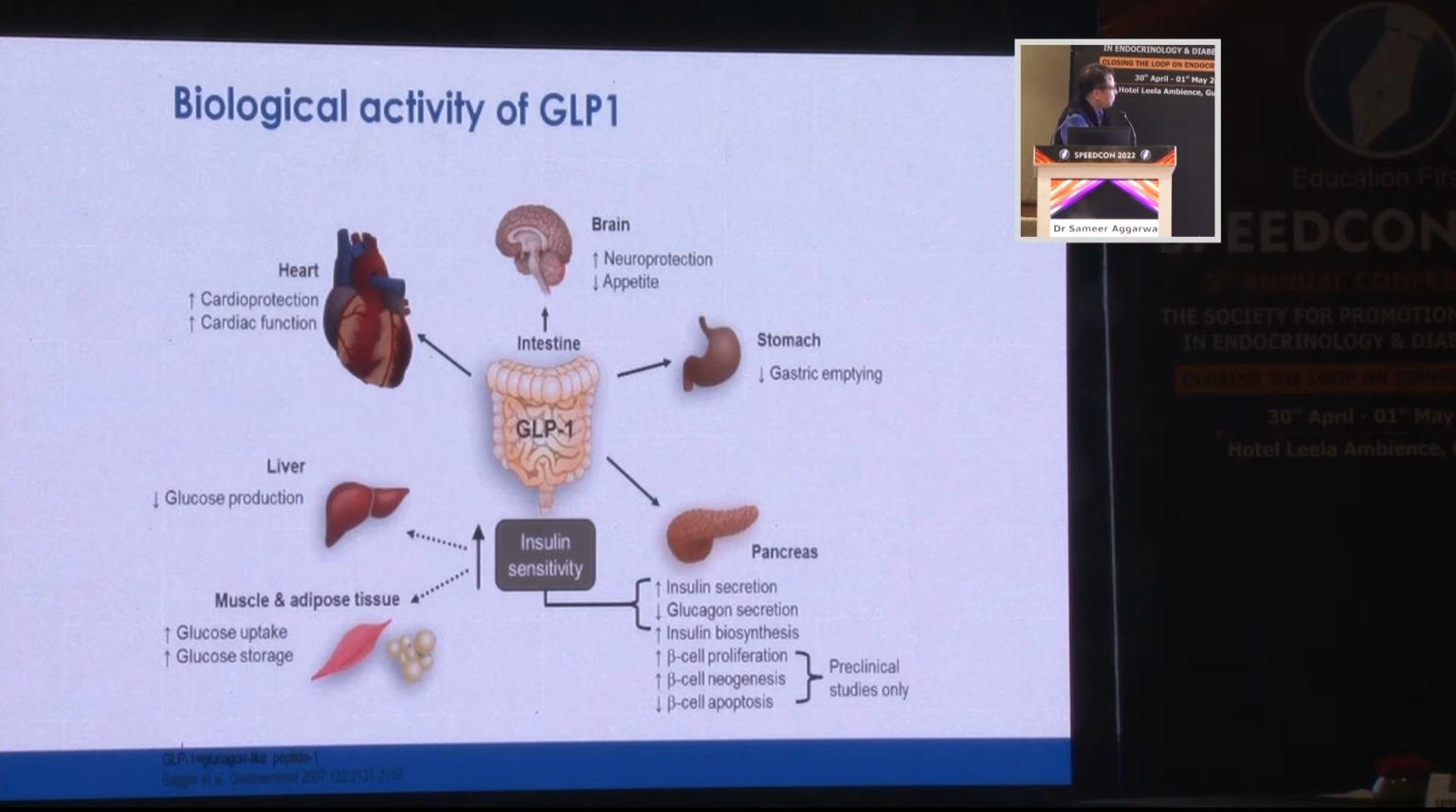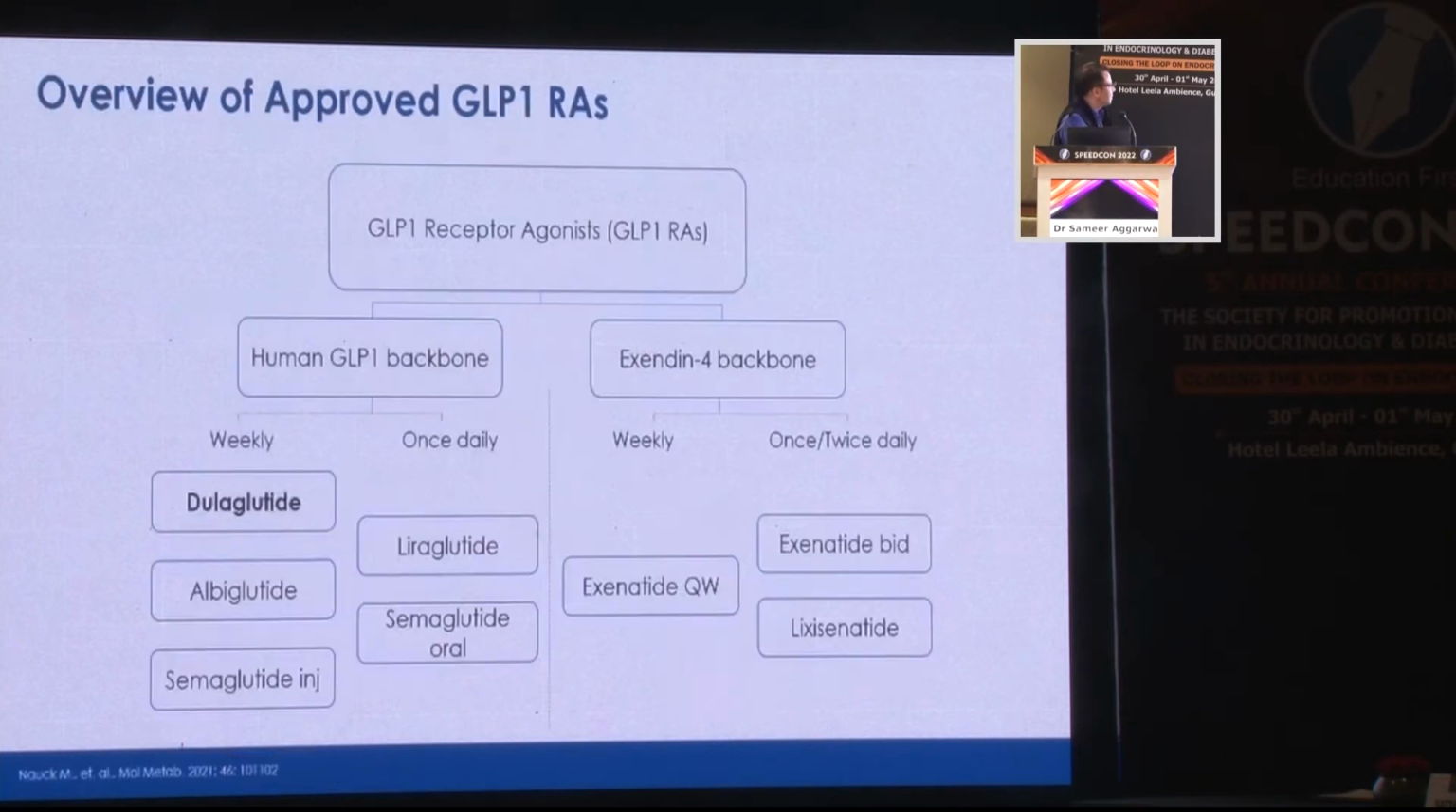So if we talk about GLP analogs, they have effects on various body systems. Predominantly they will cause decreased appetite, improve the insulin sensitivity, cause weight loss, and decrease the hepatic gluconeogenesis. The recent data with GLP analogs have also shown that they are cardioprotective. They decrease major adverse cardiovascular outcomes.